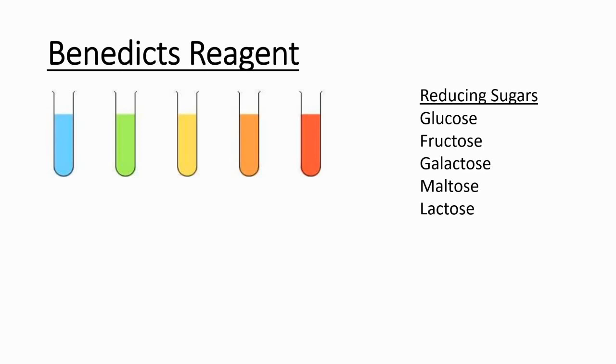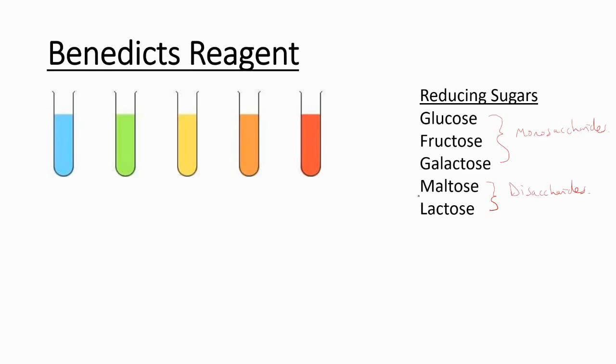In the first test, which is for reducing sugars, you would use Benedict's reagent, and you can use this to test for monosaccharides such as glucose, fructose and galactose, and you can also use it to test for disaccharides. However, only some disaccharides are reducing, and examples include maltose and lactose.